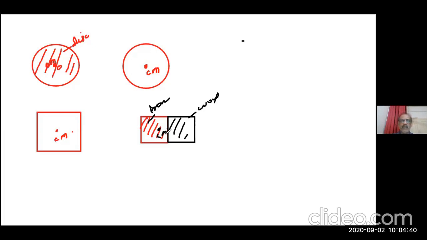Example, in the case of a ring, the center of mass is at its geometrical center, but not within the ring, not within the material of the ring.